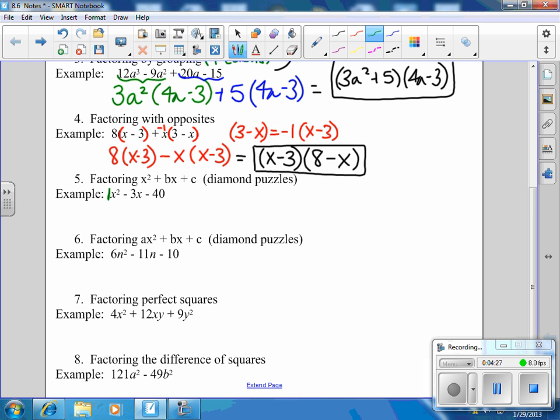We don't have to do the factor by grouping. All we have to do is come up with two numbers that add to make negative 3. And those same two numbers have to multiply to make negative 40. So those numbers are going to be negative 8 and 5. And then we know those are our factors. x plus 5 times x minus 8.